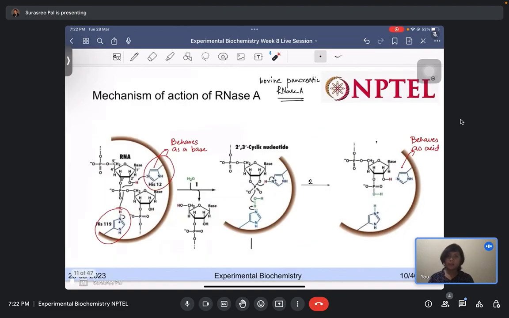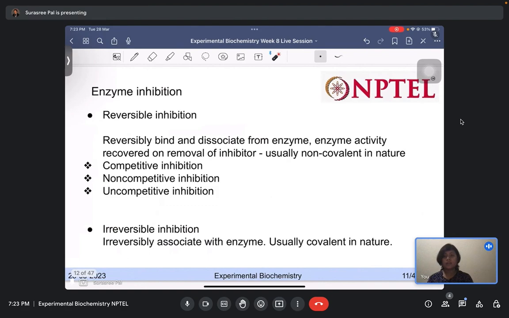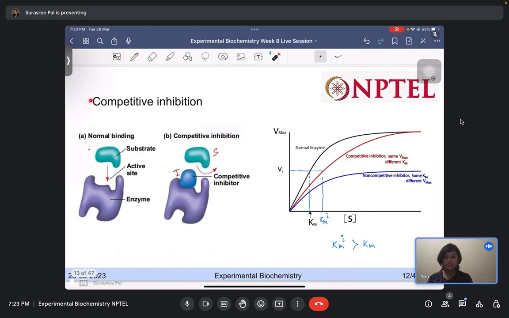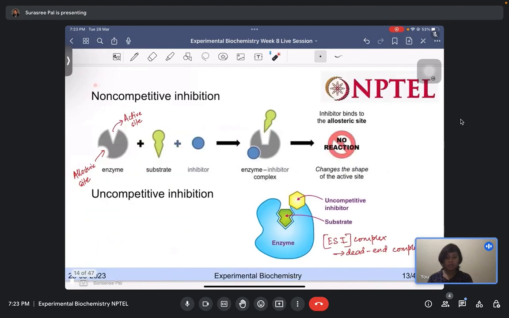And we have also discussed the mechanism of action of RNase A, how the two histidine residues play key roles in RNA cleavage by RNase A. And then we discussed the different types of reversible inhibition: competitive inhibition, where the inhibitor sits at the active site and competes with the substrate; non-competitive inhibition, where the inhibitor binds to the allosteric site of the enzyme; and uncompetitive inhibition, where the inhibitor binds to the enzyme substrate complex.